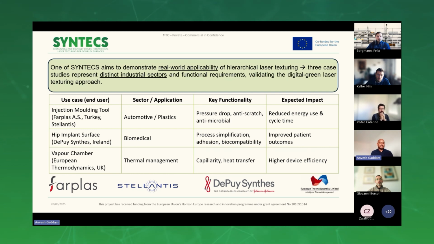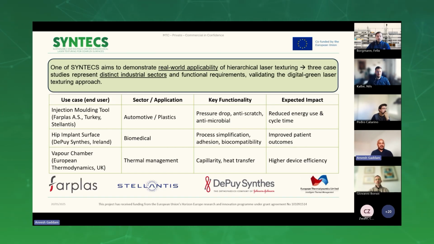The second use case is the hip implant surface. The end user is DP Synthesis from Ireland, and this belongs to the biomedical domain. The functionalities we seek are to simply reduce the number of processing steps in preparing the hip implant surface, so simply it is called process simplification. The other two functionalities are related to adhesion and biocompatibility. By achieving these functionalities, it is expected to improve the outcomes for patients who have these hip implants installed in the surface.